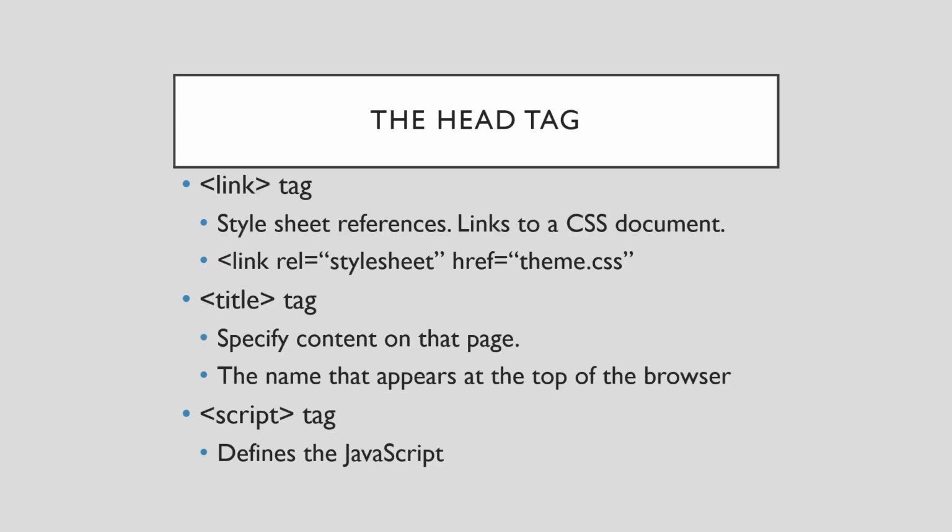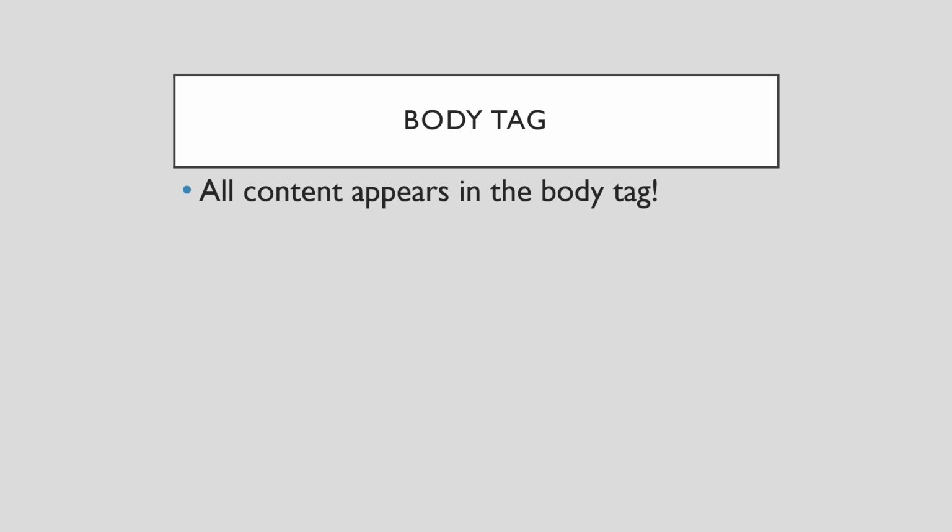Also in the head tag, we have the link tag. This is used for style sheet references, and it links to a CSS document. We also have the title tag, and that's specific content on the page. It's the name that appears at the top of the browser. And then you have the script tag, and this is used if you're using JavaScript, which we won't talk about because we don't really talk about it in this course. Then we have the body tag, and as you know, all of your content needs to go into the body tag.